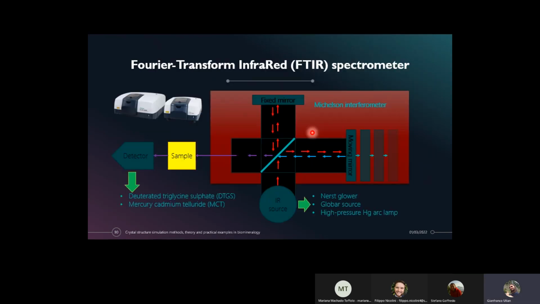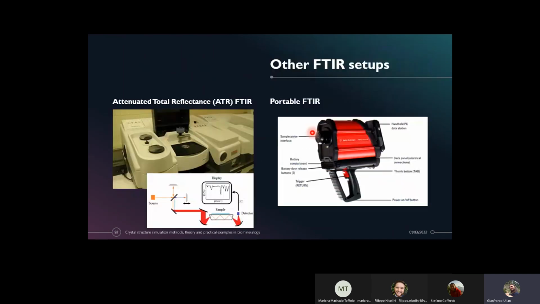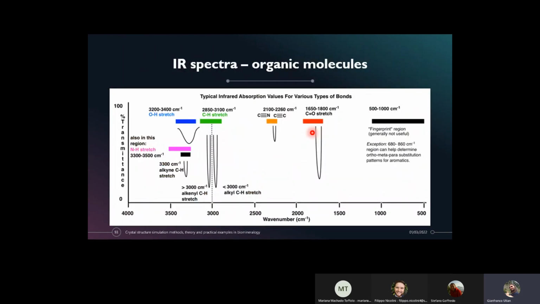So this is typically the scheme of an infrared spectrometer. I'm not going into detail on this part. Okay, the important thing here is this one: infrared spectroscopy is highly sensitive to the atomic masses, and to the bonds between the atoms, the kind of bonds.